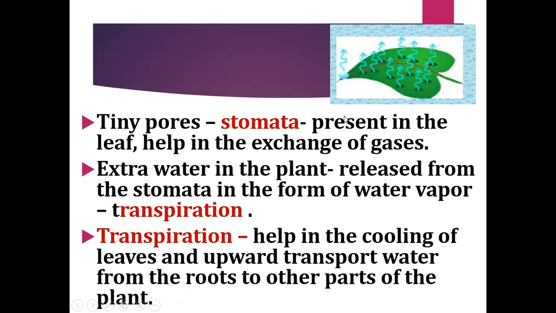Okay, so you can see in the picture, I told that with the help of stomata, the extra water will be released from the leaf in the form of water vapor. That process is transpiration, which will help in the cooling of the leaves, and it helps for the upward transport of water from the root to other parts of the plant. So this is about functions of leaves.